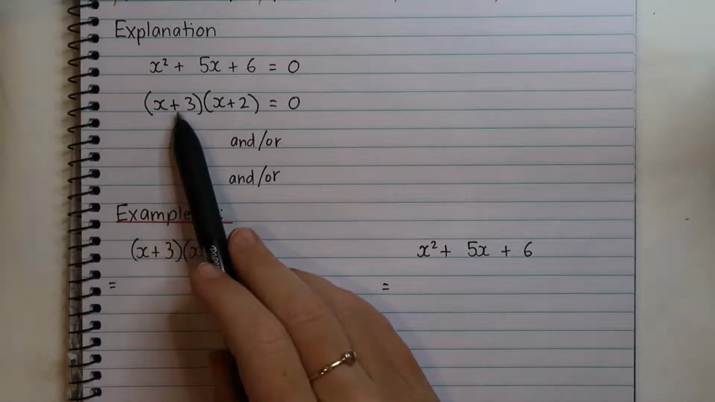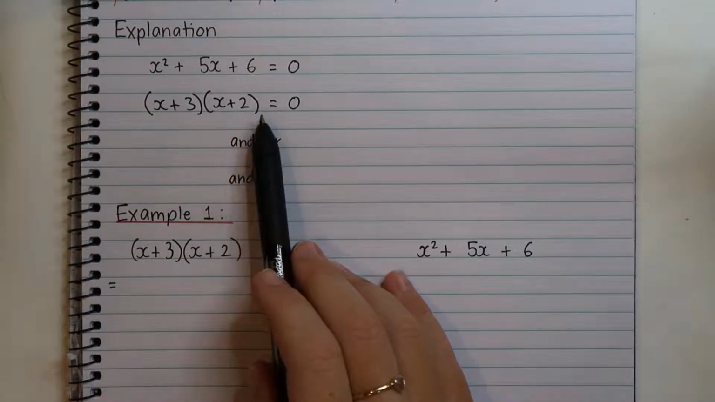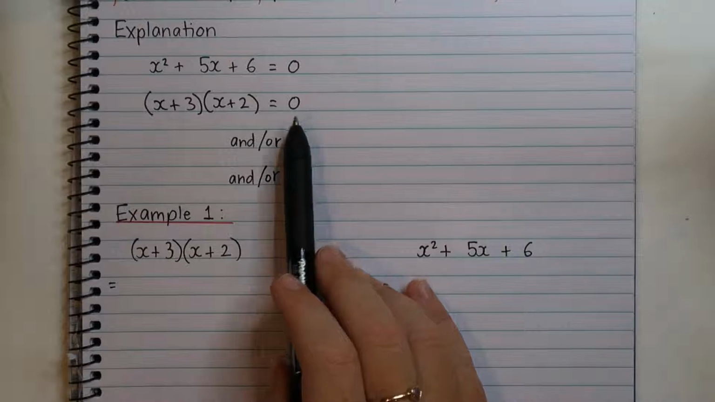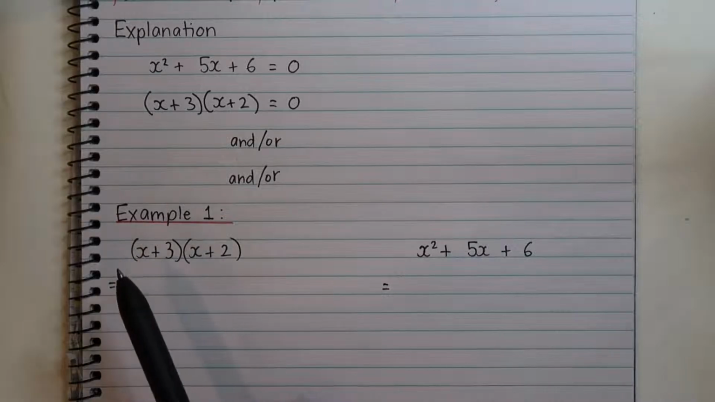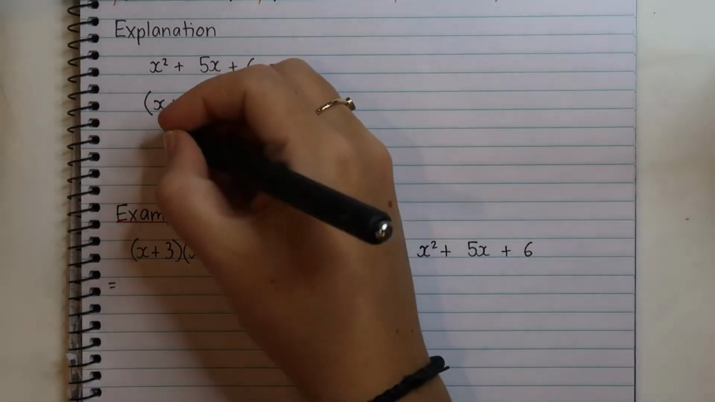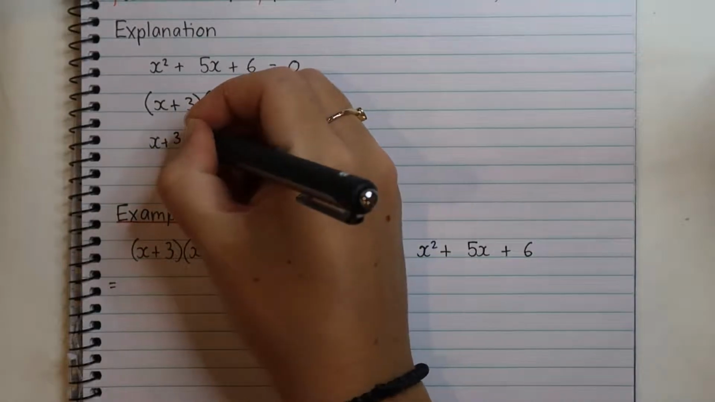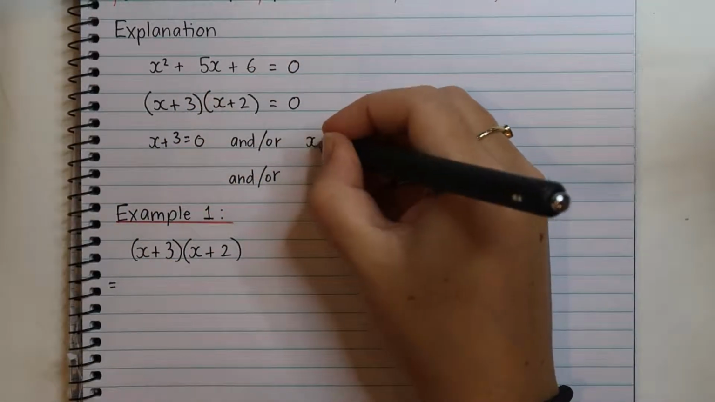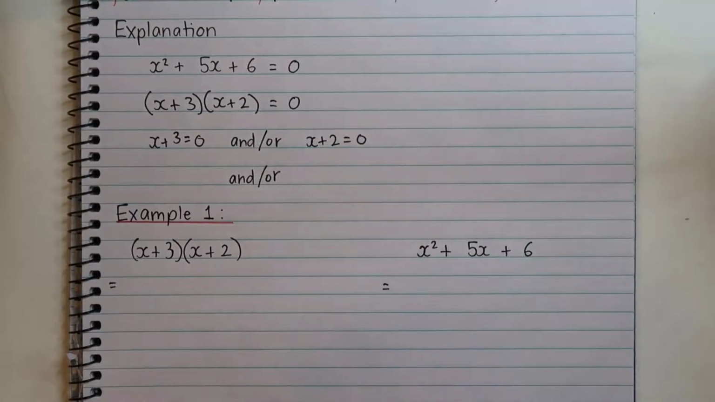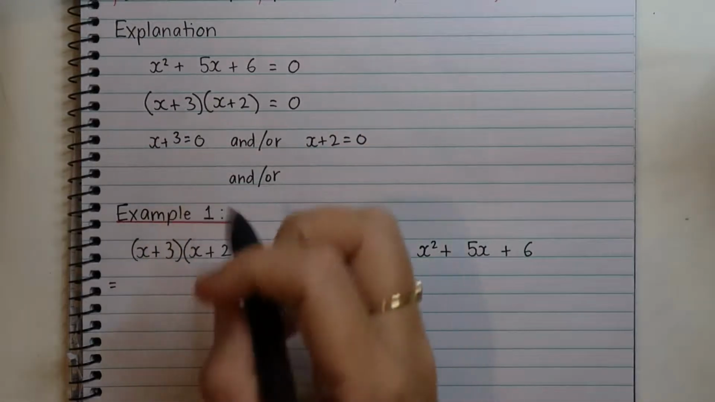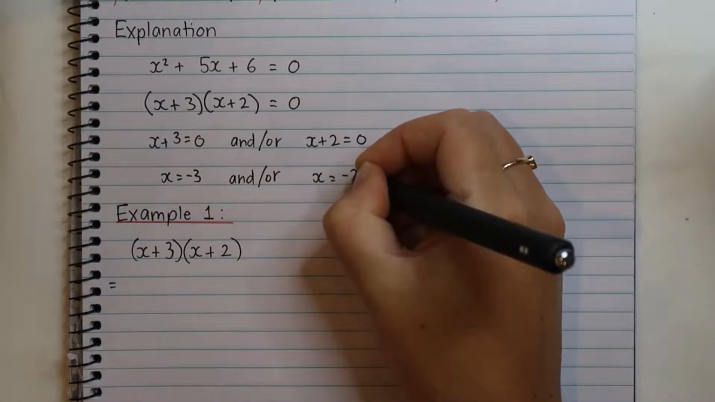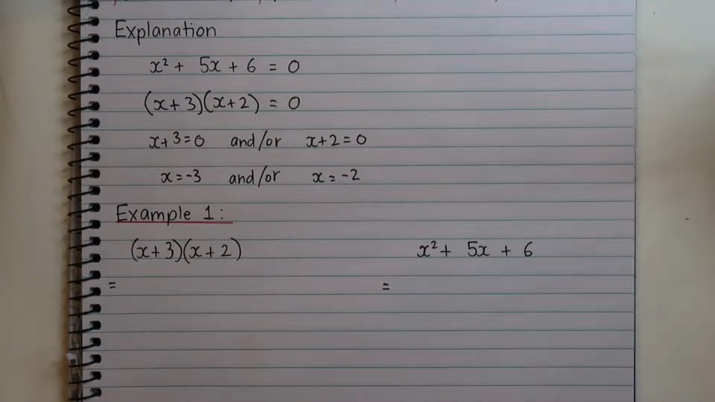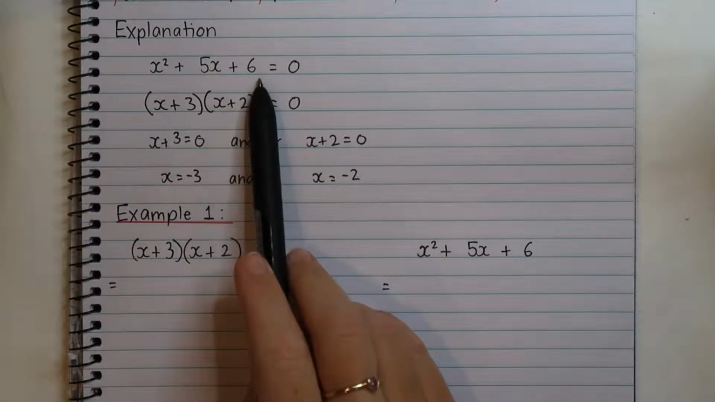So here we have x plus 3 in brackets multiplied by x plus 2 is equal to 0. And if we have two expressions multiplied together resulting in 0, then one or both of these must equal 0. So that's saying x plus 3 is equal to 0, or x plus 2 is equal to 0. So when solving this, you get x is equal to negative 3 and or x is equal to negative 2. We found the solutions of the quadratic equation x squared plus 5x plus 6.